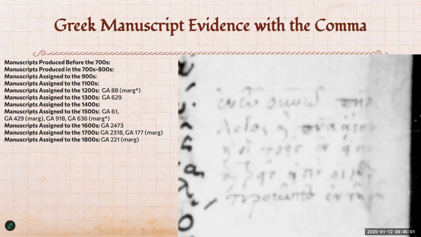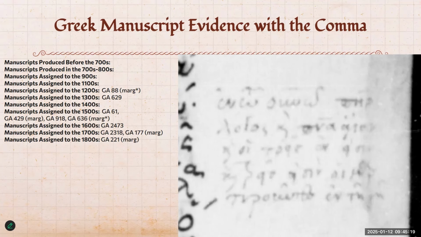Let's see, this one is contemporary, or post-dates Erasmus. It doesn't contain the comma except in the margin. And I believe this one also has errors with the articles.